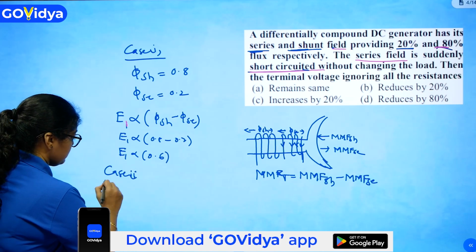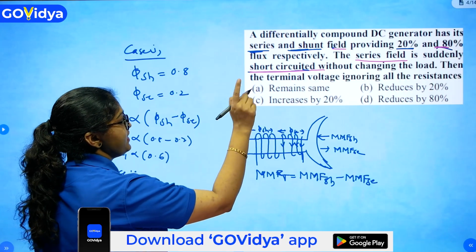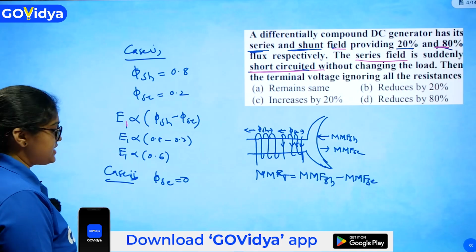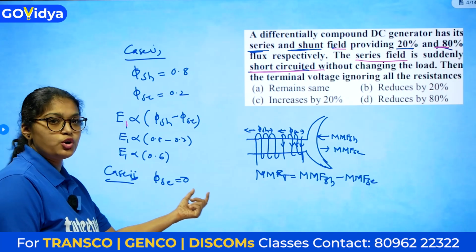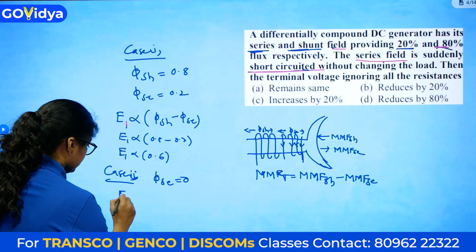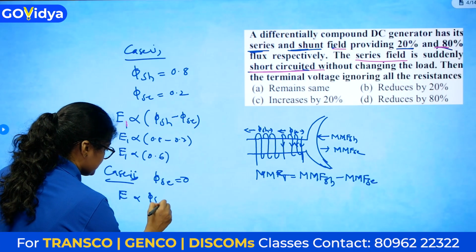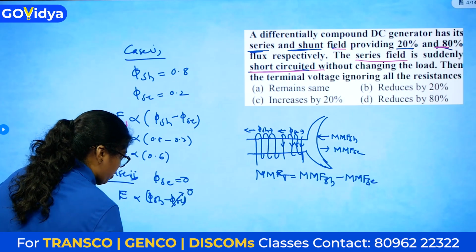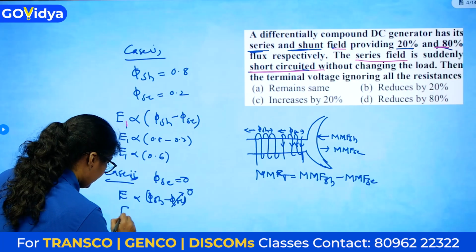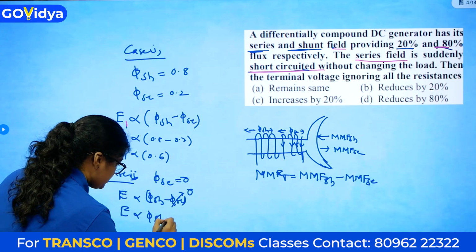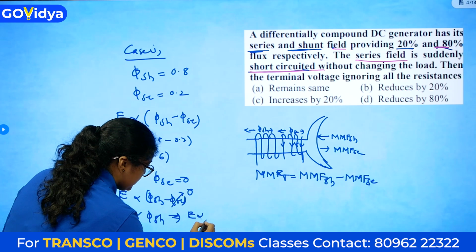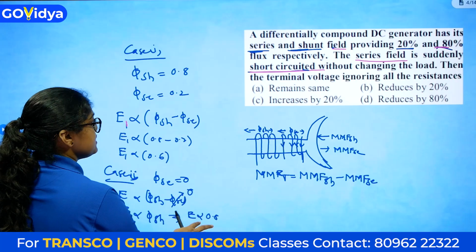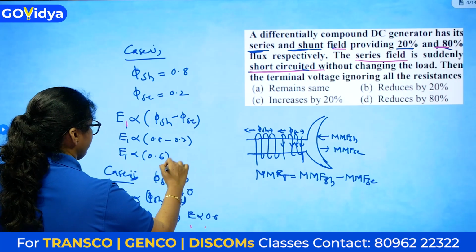If you observe case 2, they have given that the series field is suddenly short circuited. Can I take phi SC equal to 0? Yes. As it is suddenly short circuited, I can take phi SC equal to 0. Now we substitute: E is directly proportional to phi SH minus phi SC. Now phi SC becomes 0, so E is directly proportional to phi SH, which is 0.8. Now we have to take the difference of case 2 and case 1.